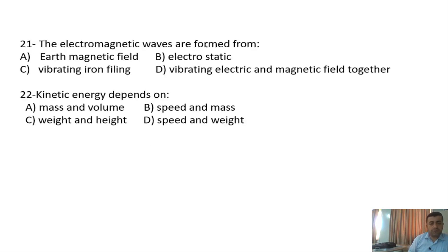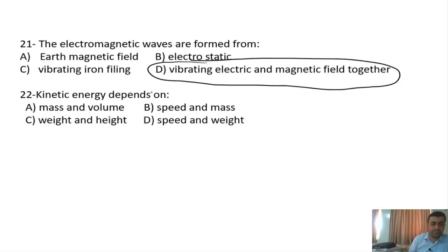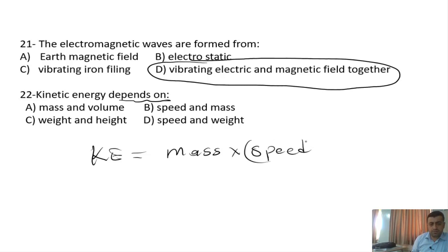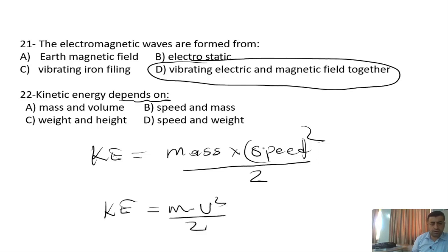21. The electromagnetic waves are formed from vibration of electric and magnetic fields. As you see here, this one will be kinetic energy depending on, when we write the formula of kinetic energy, it is going to be easy for us. Kinetic energy equals mass times speed squared over 2, or velocity. So according to that, it depends on mass and speed.